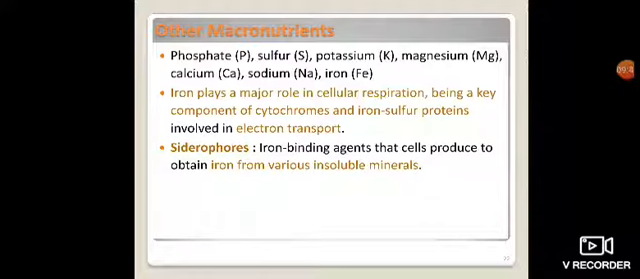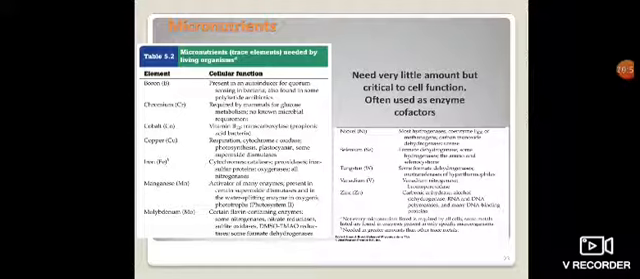So here the complex or binding is observed with that iron, and the cell can collect different types of iron from insoluble material. So again, sulfur and iron are macronutrients required for the development of your microorganism.